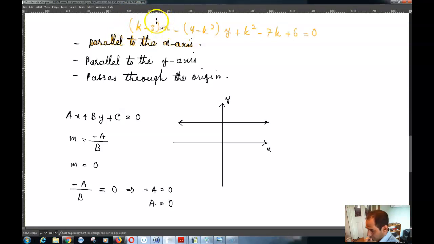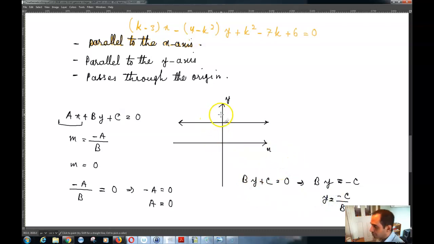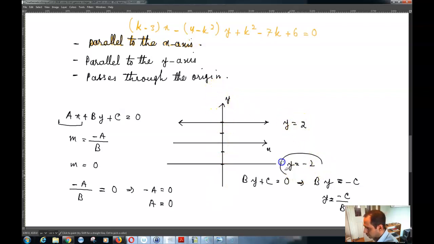Now if the coefficient of x is 0 over here, you can see that x is not there in the equation anymore, and then you will get some equation like, for example, by plus c is equal to 0, and then you will get by is equal to negative c, and then y is equal to negative c by b. And usually, all the time, whenever you have a line that is parallel to the x-axis, the equation of the line becomes y is equal to some constant. For example, y is equal to 2 would be this line over here, or y is equal to negative 2 would be this line over here, and so on and so forth. So the lines that are parallel to the x-axis are denoted by this kind of equation, and that's basically why it happens.